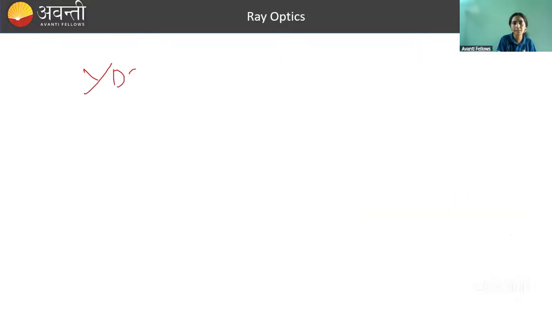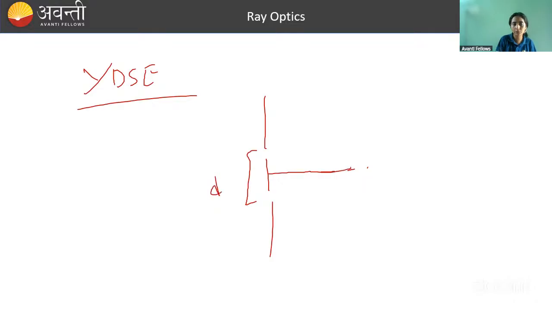After that is the YDSE experiment. In the YDSE experiment we took two slits. Okay, the distance between the two slits was d, and then there was this screen. Then in the normal YDSE setup, if you see, this point O is at equal distance from both slits, and that is why at O the phase difference or path difference is equal to what? 0. And here you get central maxima.